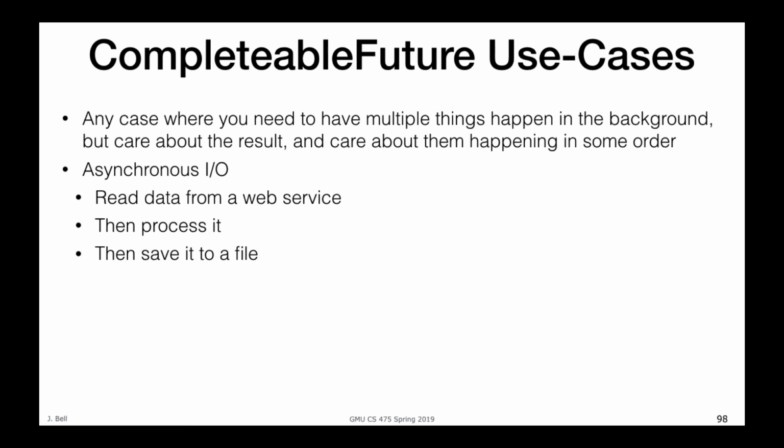Completable futures can be used really in any case where you have multiple things that happen in the background but care about the result and care about them happening in some order. For instance, if you have to asynchronously read or write data, like we would like to read some data that comes in from a web service and then process it and then save it into a file. We're going to see more with completable futures and we'll start writing them over the next few weeks. I just wanted to whet your appetites now as we're talking about these concurrent programming models.